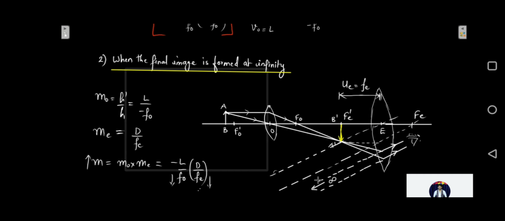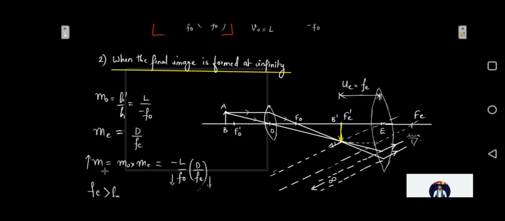The next point is, to obtain a large magnifying power, both f naught and Fe have to be smaller. As I told you, f naught as well as Fe has to be smaller. Also Fe will be taken larger than f naught, so as to increase the field of view of the microscope, so that the microscope can cover a larger field. For that reason Fe will be taken larger than f naught. That is, the focal length of the eyepiece will be comparatively larger than f naught, so that the microscope can have a larger field of view.